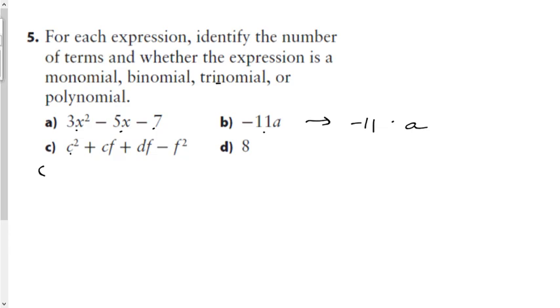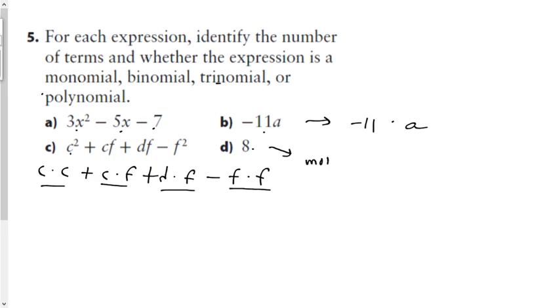C times C plus C times F plus D times F minus F times F. 1 term, 2 terms, 3 terms, 4 terms. Therefore, it's a polynomial. 4-term polynomial. And the last one is just 1 term. It's just a constant, and it's a monomial.